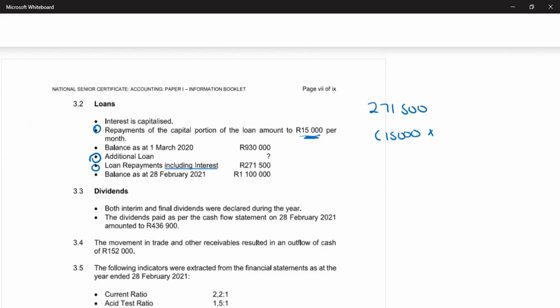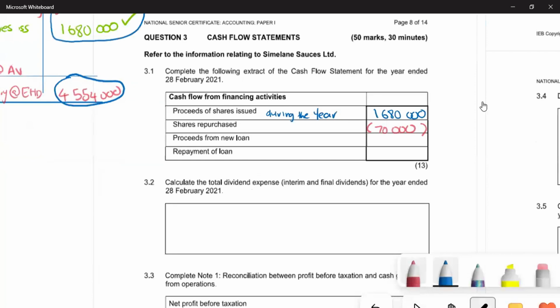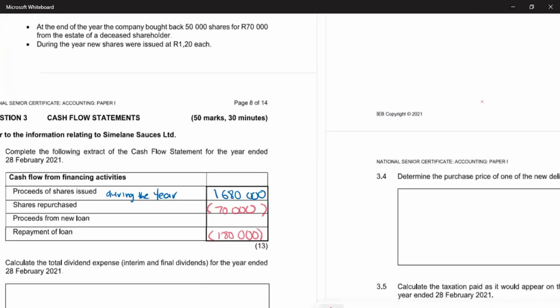I'm going to multiply them by 12. And doing so, this is going to be 180,000. So these basically are our monthly repayments in total, which excludes interest. And this is what we are looking for on our statement of cash flow. Remember, when we are repaying the loan, it will be a cash outflow. So I'm going to put this in brackets.